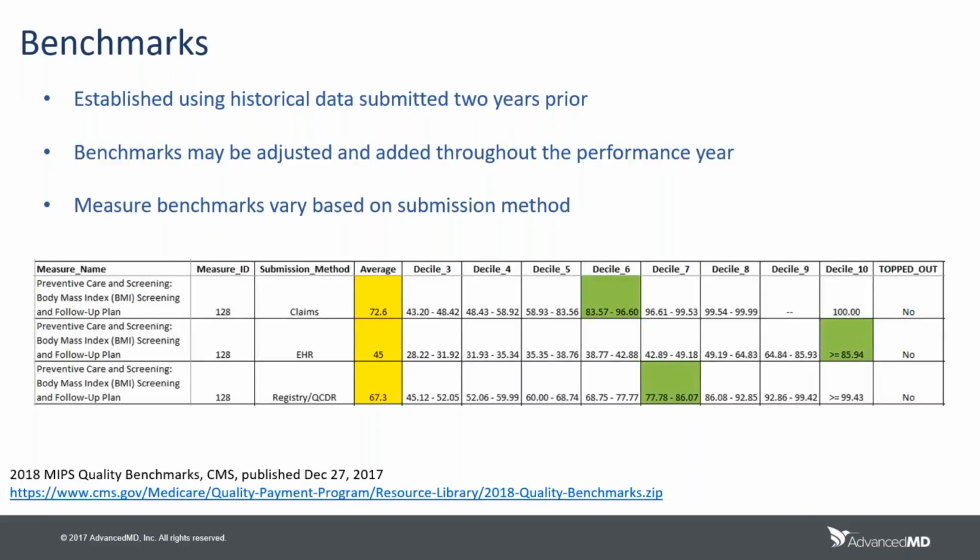So here we have the same measure, and you can see the performance rates and the different points based on the submission method. For claims, if I'm submitting via claims method, and I have about an 83 or 84%, I'll get 6 points for this measure. But by reporting with the EHR Direct, you'll notice that I would have 10 points for the measure. So you get more. For many of the measures, you get a higher decile point if you report using EHR.